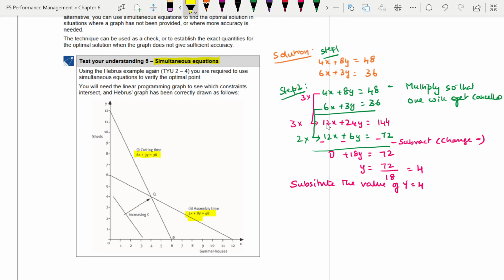You multiply the first equation with 3: 3 times 4, 3 times 8, 3 times 48. Everywhere you multiply with 3. The next equation has 6, so to make it equal, multiply by 2. 2 times 6 is 12. Now this will become equal, and the difference will be 0, so that we can calculate the value of y. Are you clear about this?